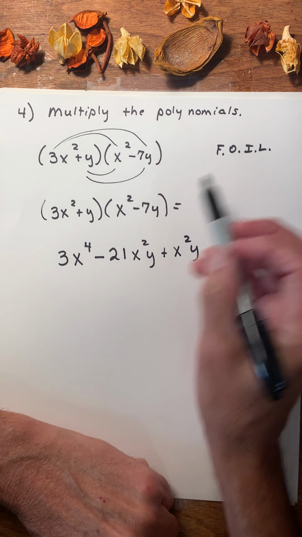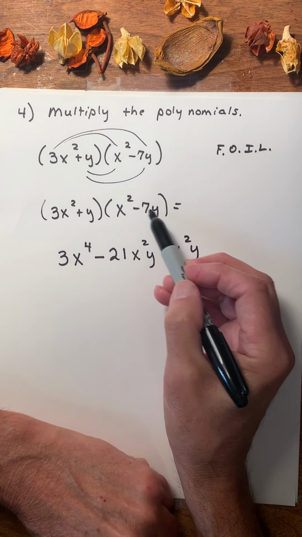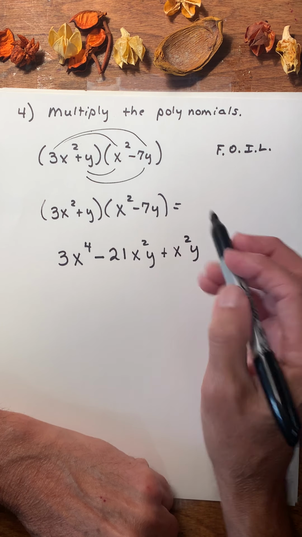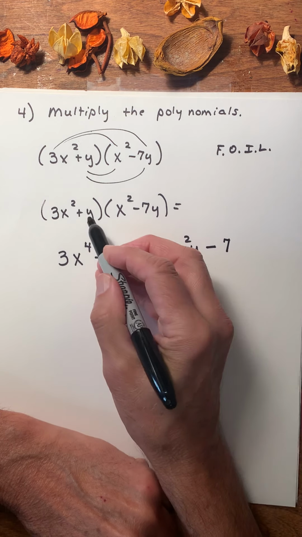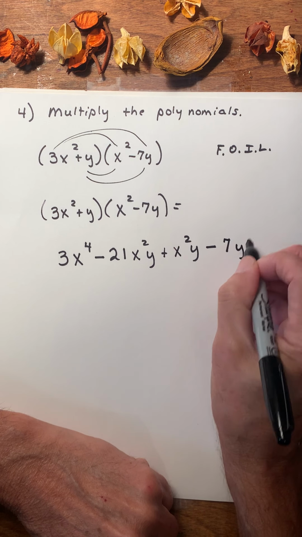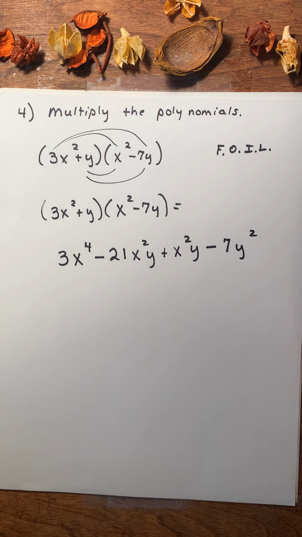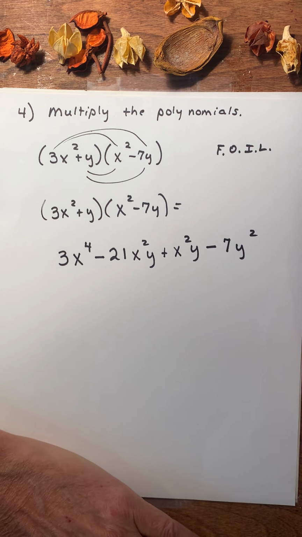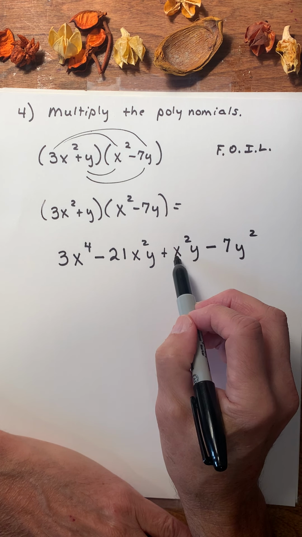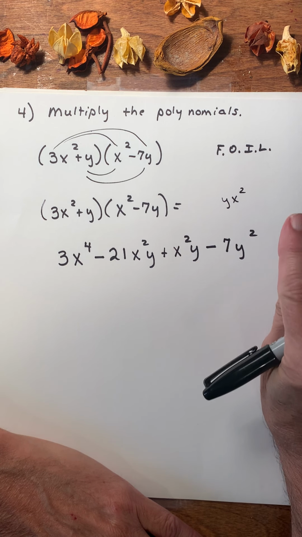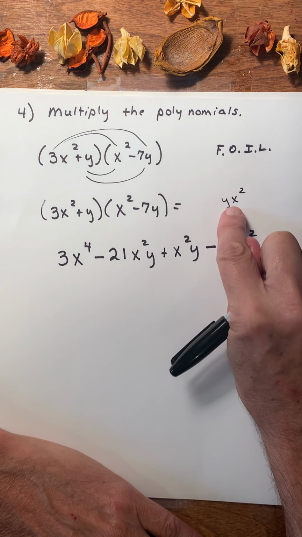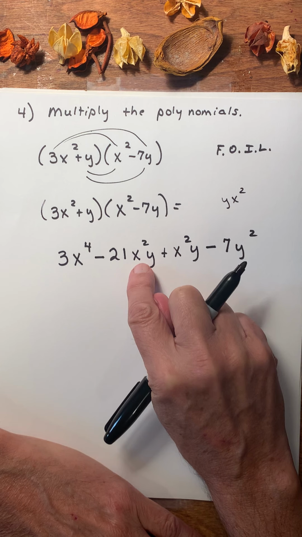And then my last 2, the y times the negative 7y, positive times a negative, negative 1 times 7, y times y is y squared. All right, here's why I put my variables in alphabetical order. If I had written this term as y x squared, I might not have seen that this is the same as an x squared y.